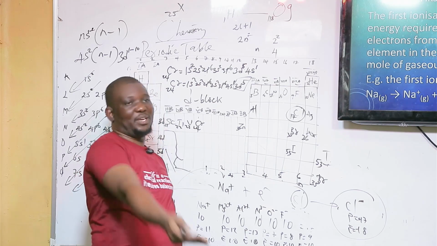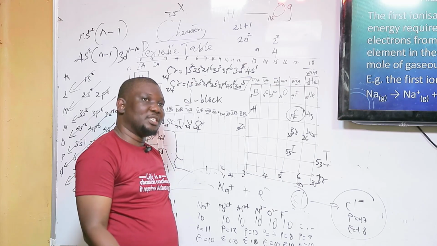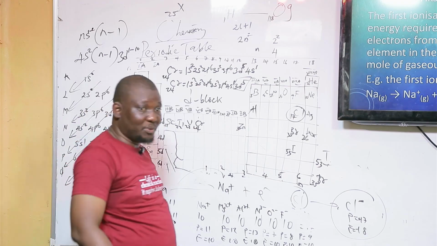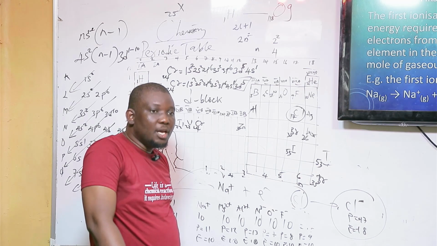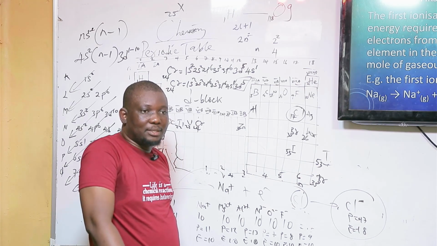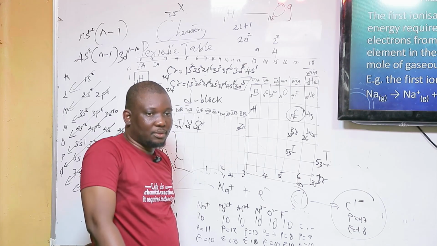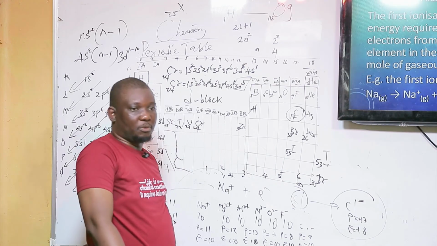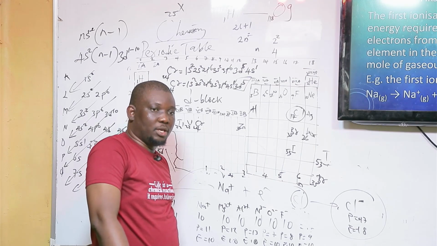What if it is the first ionization energy? That means you're going to mention the number of electrons being removed. It is the energy required to remove 1 mole of electrons from 1 mole of atoms of an element in gaseous state to form a gaseous ion. First is when an element is to lose just 1 electron. If an element is to lose 2 electrons, the energy needed to take 2 away from an atom is the second ionization energy.